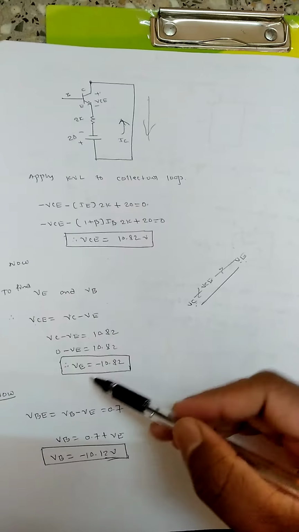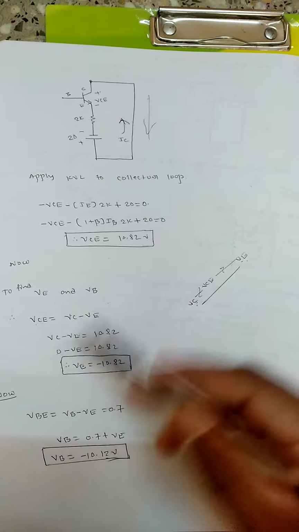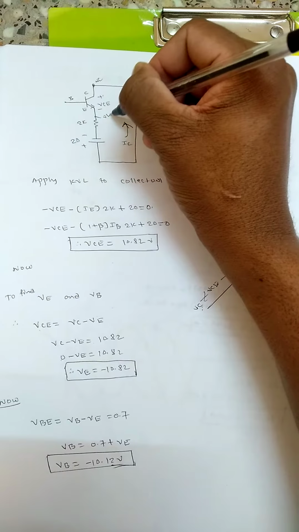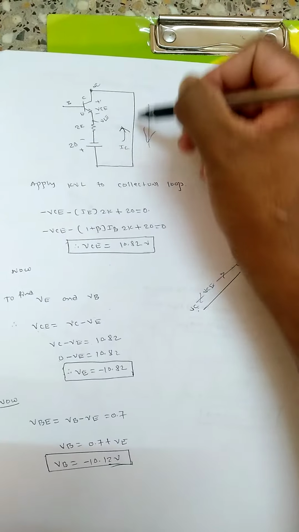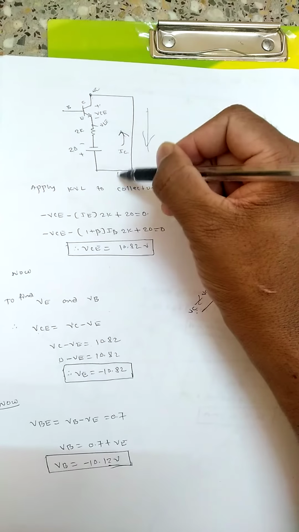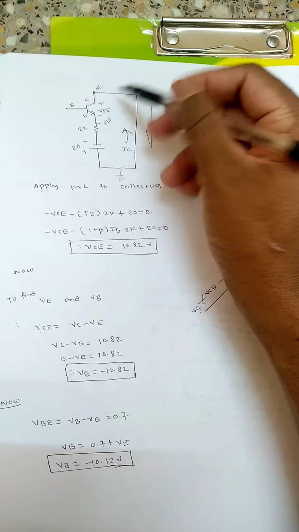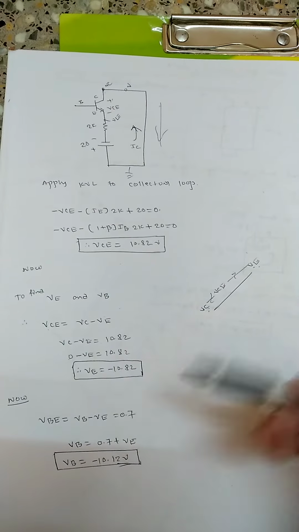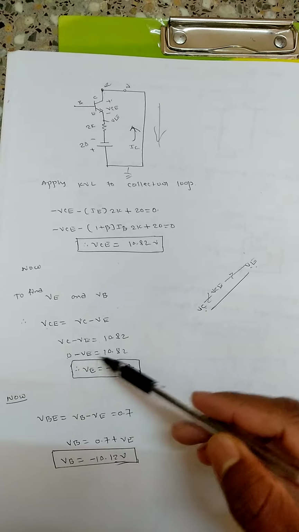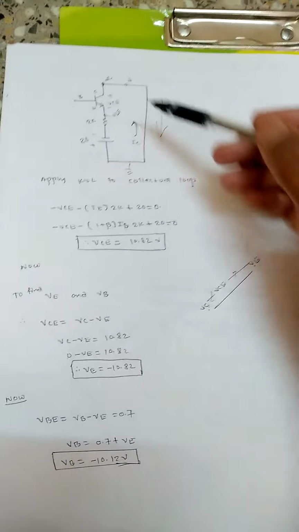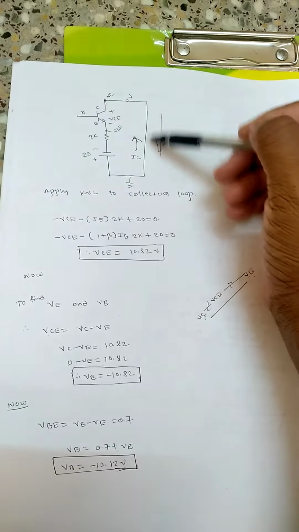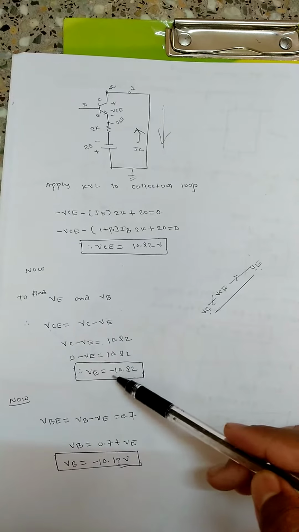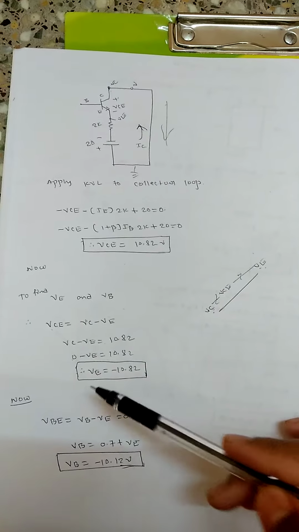So VC will be equal to 0 volt, because here we will be having the VC and here we will be having the VE, right? VC is directly connected to the ground here, so this is the ground terminal, that's why its potential will be 0 volt, and we will be having some voltage which we have found previously. So 0 minus VE will be equal to 10.82. It should be noted that VC is directly connected to the ground, that's why we are taking it as 0. Again VE will be equal to minus 10.82. So now we have found out VE.